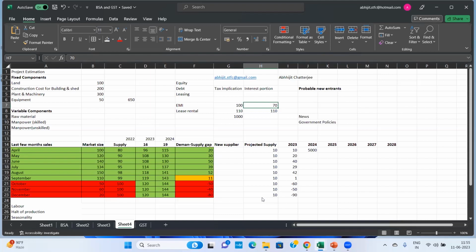Sir, actually, as per the Ind AS accounting standards, we are supposed to find out how much of the lease rental is the portion which is a finance cost, and how much is the principal component. Sir, finance cost comes.